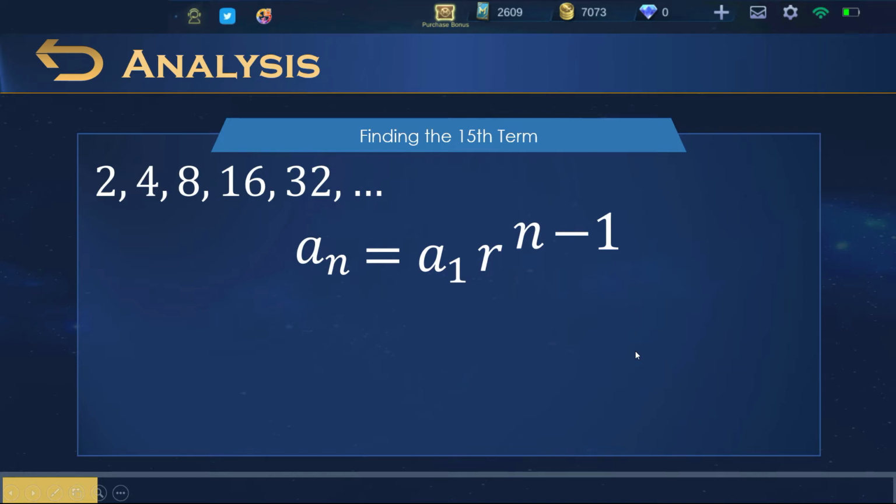The next thing that we are going to do is find the 15th term of the given sequence. I'll give you 1 minute for you to identify the given values in this sequence for us to look for the 15th term, based on the given formula that we have.